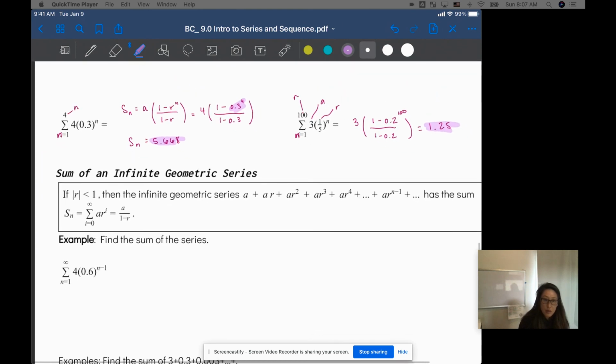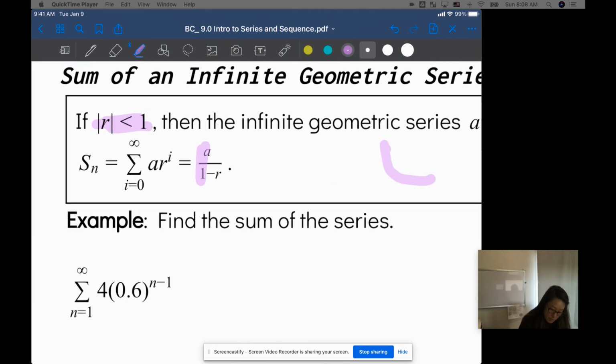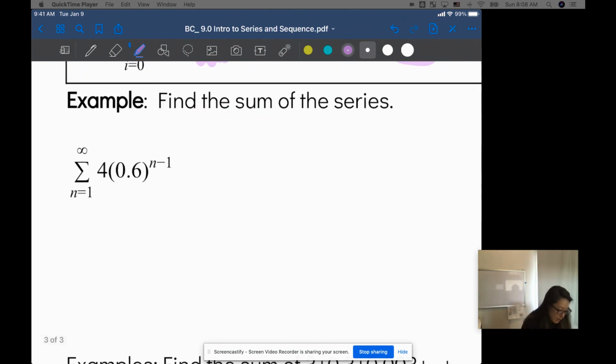All right, so we also can take sums of an infinite geometric series. So when the terms don't end, but there's a condition. It's that the r value has to be less than 1, so the sequence has to be decreasing, okay? So again, we use a very similar type of formula, but instead we're going to have a over 1 minus r.